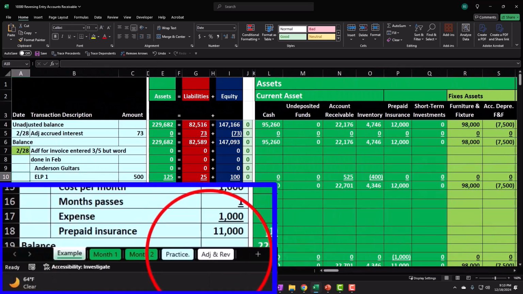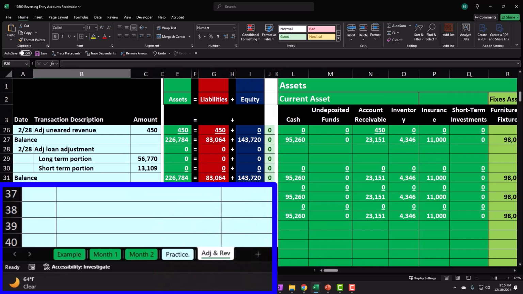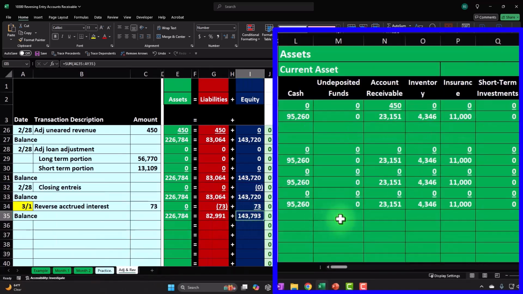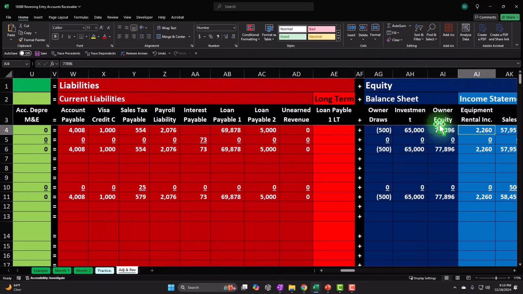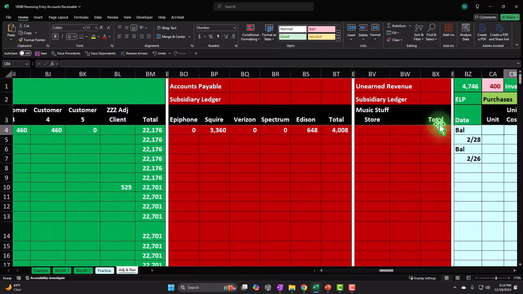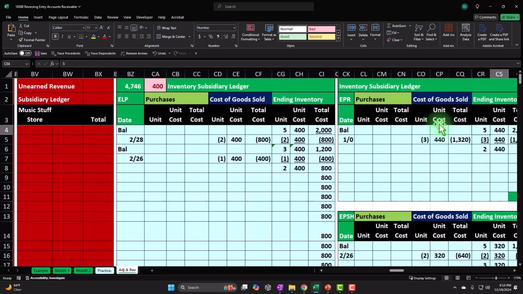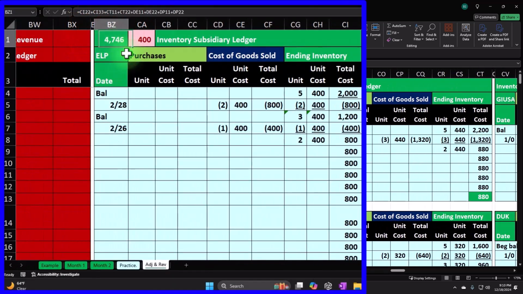Let's go back on over to the adjusting tab. And the other issue is with the inventory. I wanted to point out, our inventory here before we enter the reversing entry is 4346. If I go over to my subledger, if I enter the adjusting entry into QuickBooks as a journal entry, notice my subledger for inventory doesn't tie out. It's off by $400, the amount of the adjusting entry.